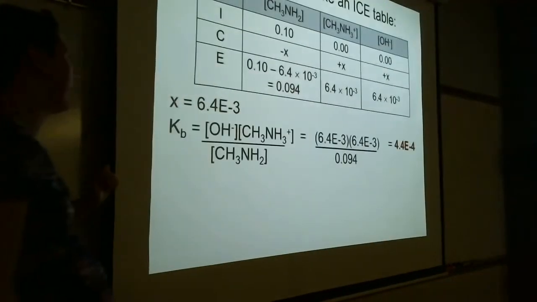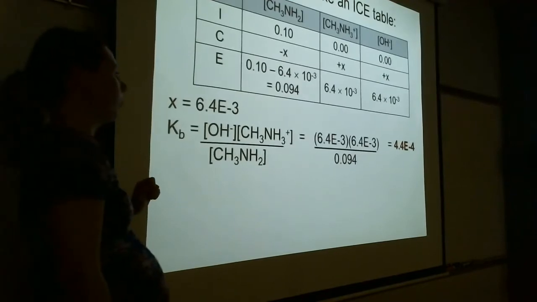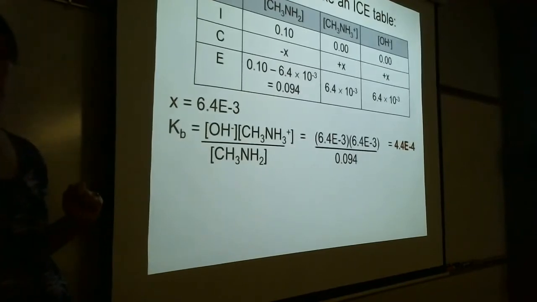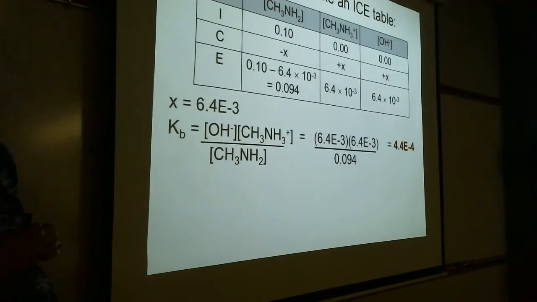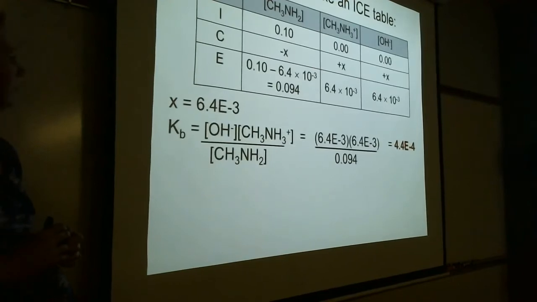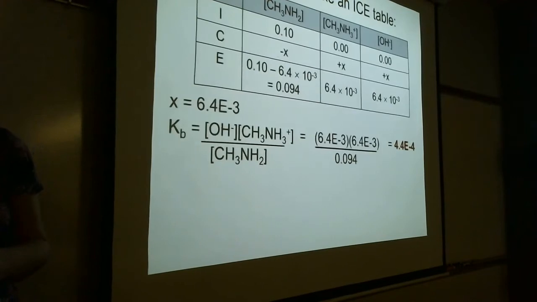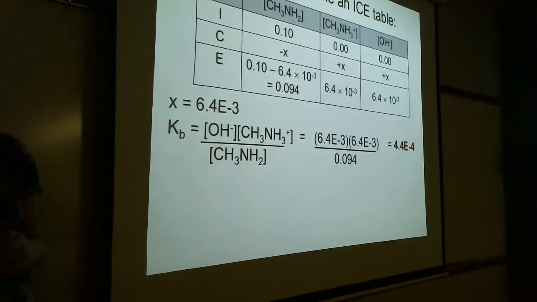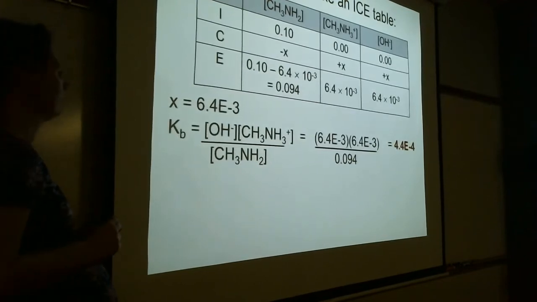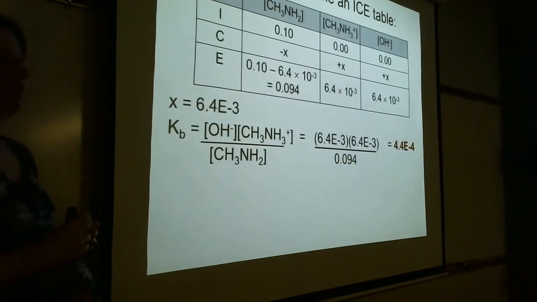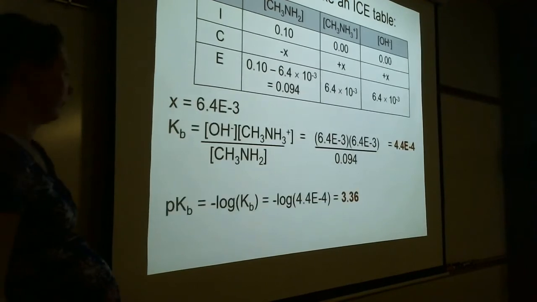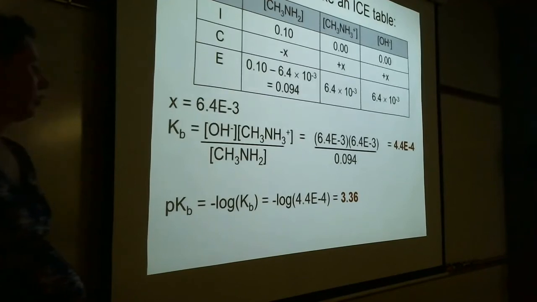So to get our Kb, I got 4.4 times 10 to the negative fourth. Did you? Do you agree? Do we agree on this value? And then how would I turn that into a pKb? What does p mean? Just take the negative log, right? So I got 3.36.